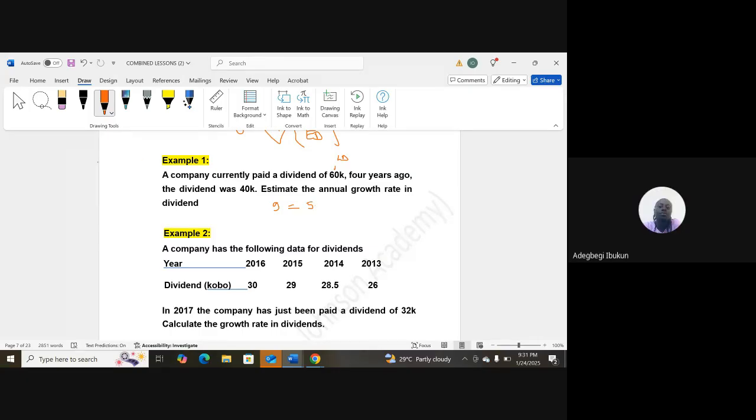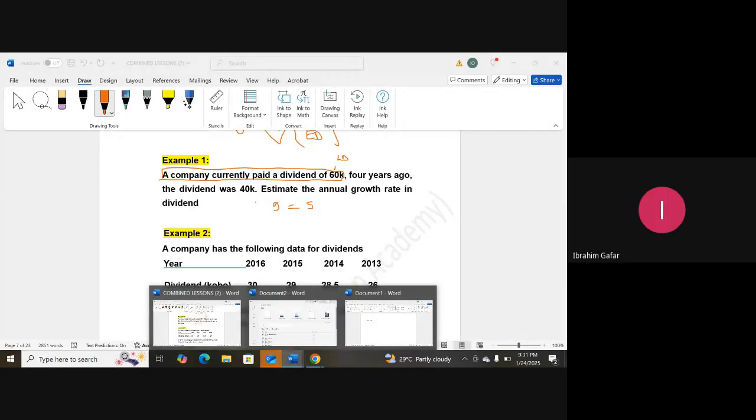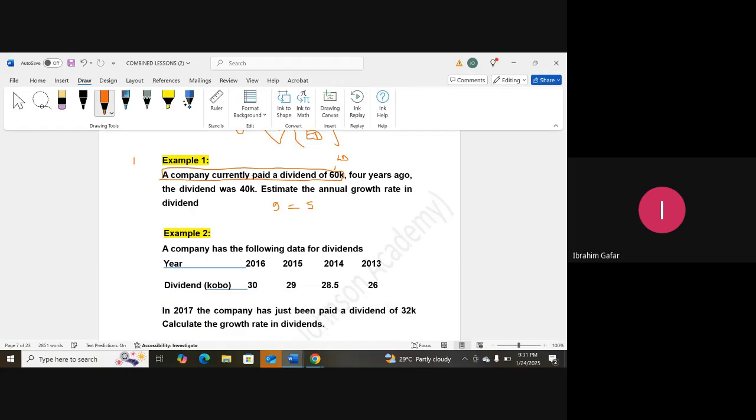How come? A company currently pays a dividend. One person should mute, this thing is giving sound. A company currently pays a dividend. So this dividend that they currently pay, that is 1 year. They now say 4 years ago, the dividend was 40 kobo. 1 plus that 4, that is 5 years.